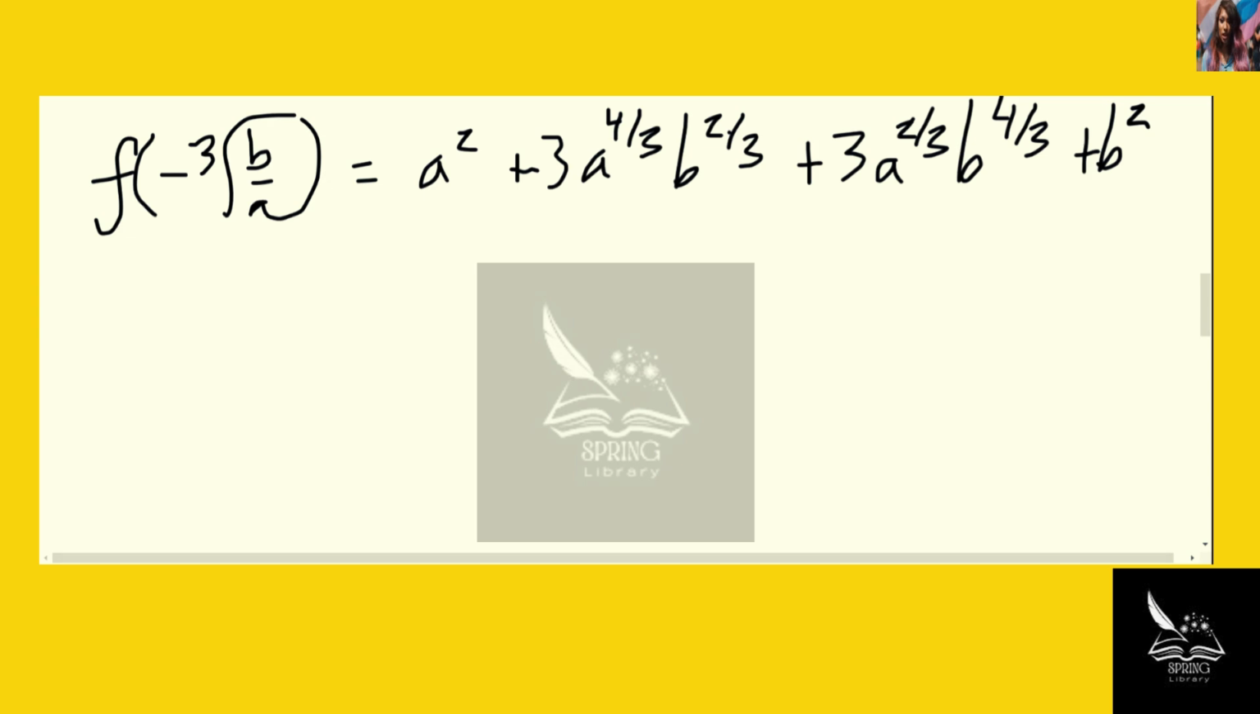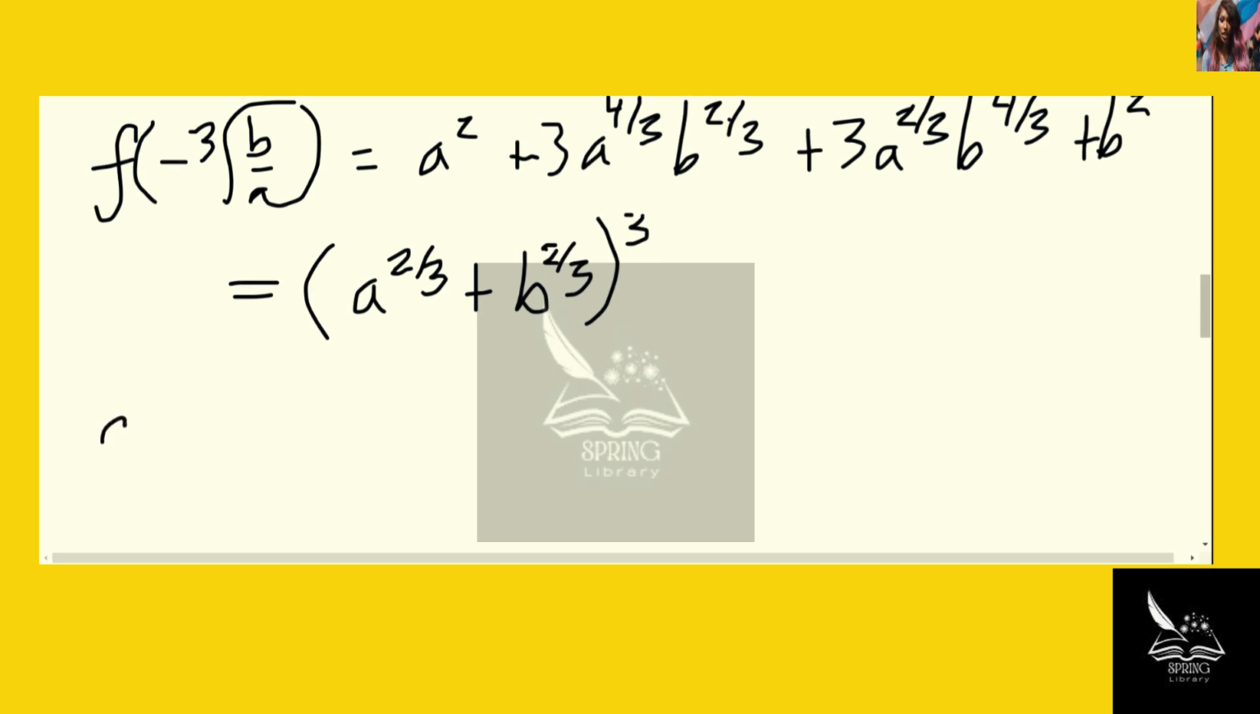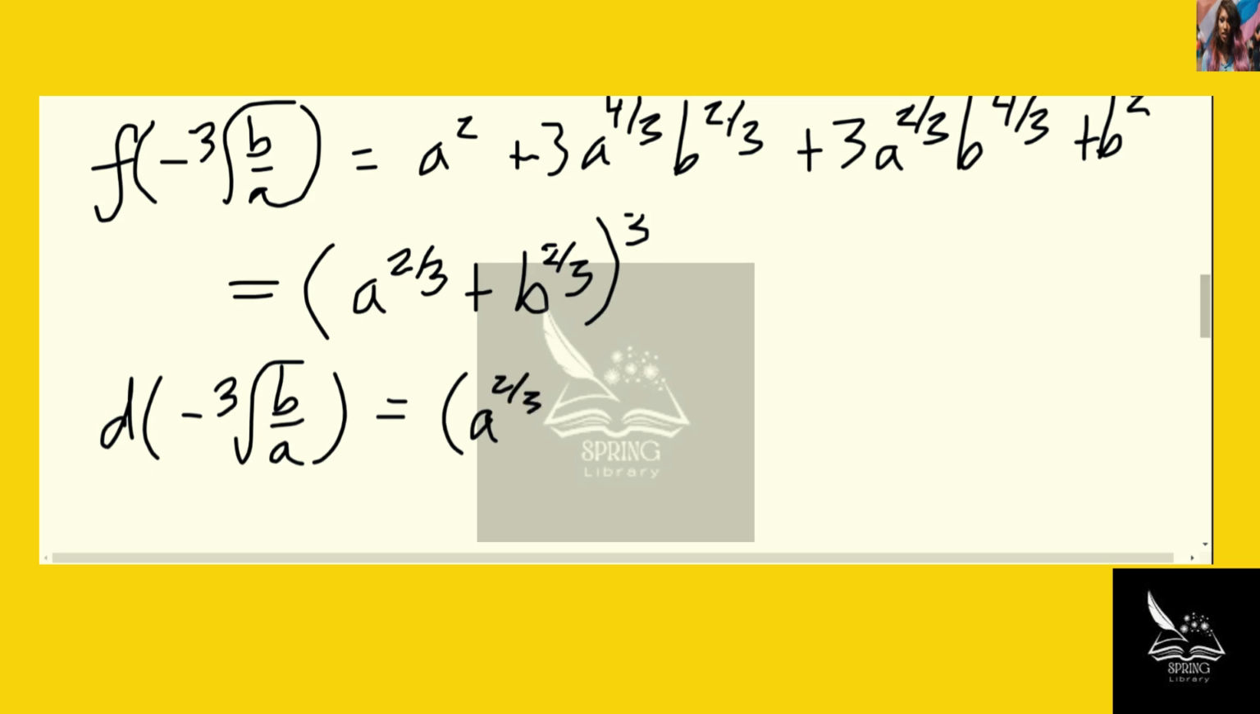Now to simplify, notice that we can actually factor this as (a to the 2 thirds plus b to the 2 thirds) cubed. And therefore, the distance d of negative cube root of b over a is the square root of this, which is (a to the 2 thirds plus b to the 2 thirds) to the 3 halves power. And so this is our shortest length.